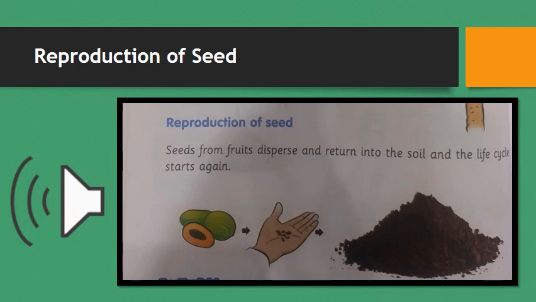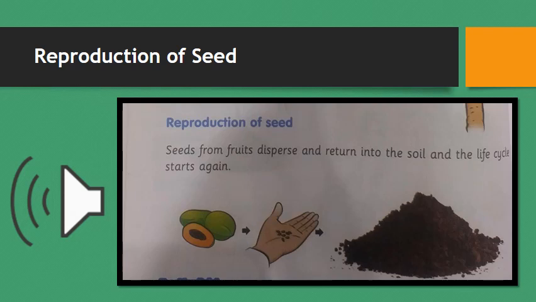Explanation. What is the meaning of reproduction? Reproduction is the combination of two words, re and production. Re means again. Production means making or manufacture. So, how will a seed reproduce? As you know, seed is enclosed in the fruit. So, when we eat that fruit, we will leave the seeds. When these seeds go back to the soil, what happens? The process of life cycle of a plant starts again.